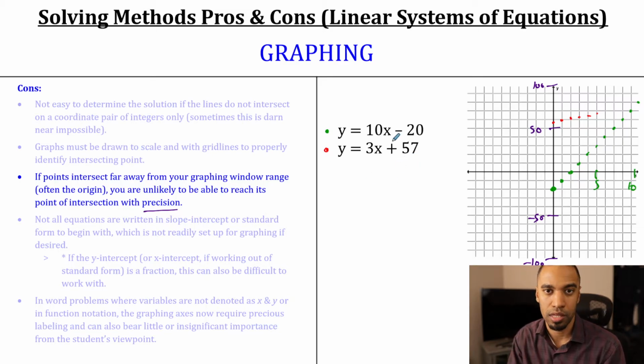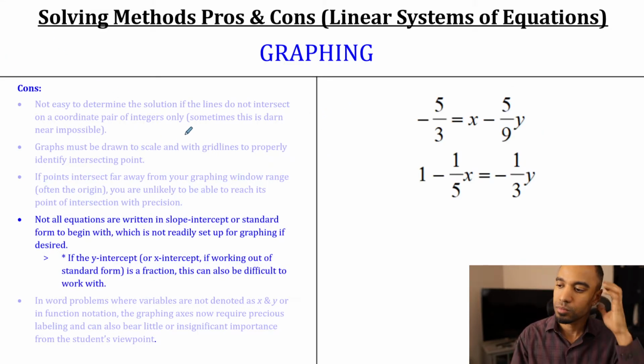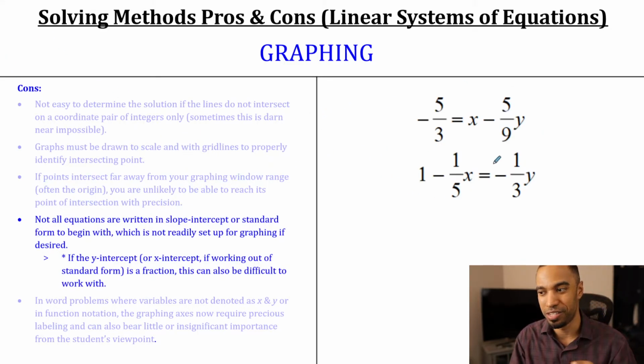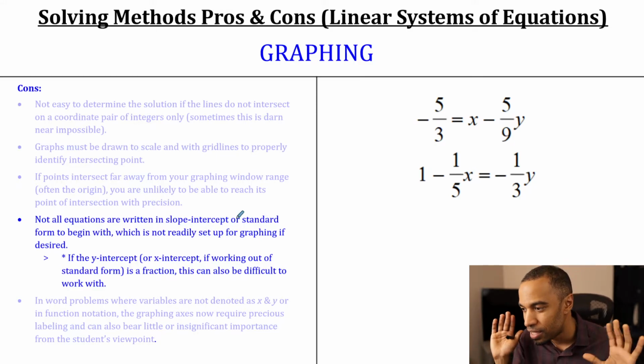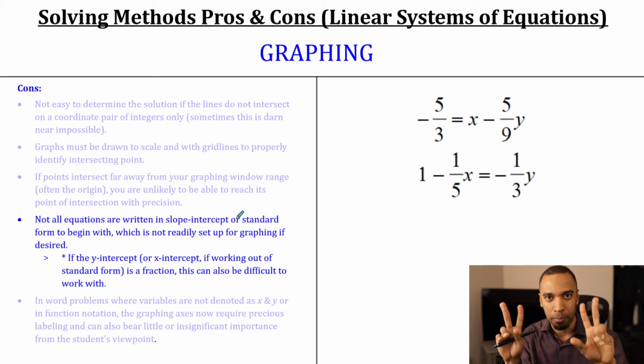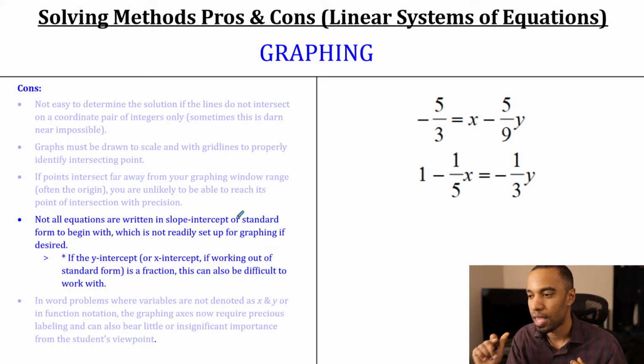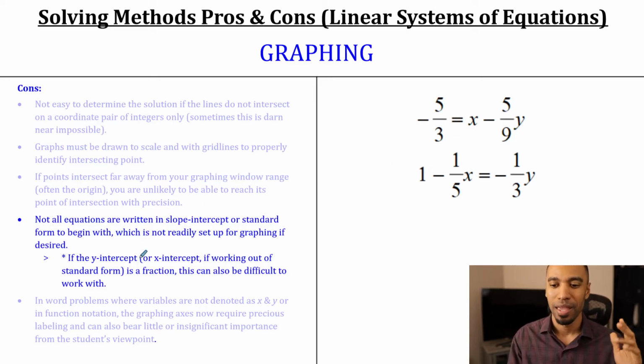Solving by substitution on this is going to be cake. I can do that in 2 steps and I'll be done. Maybe 3. But that's all you've got to do with that. Not all equations are written in slope-intercept or standard form to begin with. This is troublesome for whichever one you do, by the way. Remember, those are the 2 forms that are set up for graphing. Those are the ones that we say, that's how we graph by hand without a table. And these ones are not set up for that.